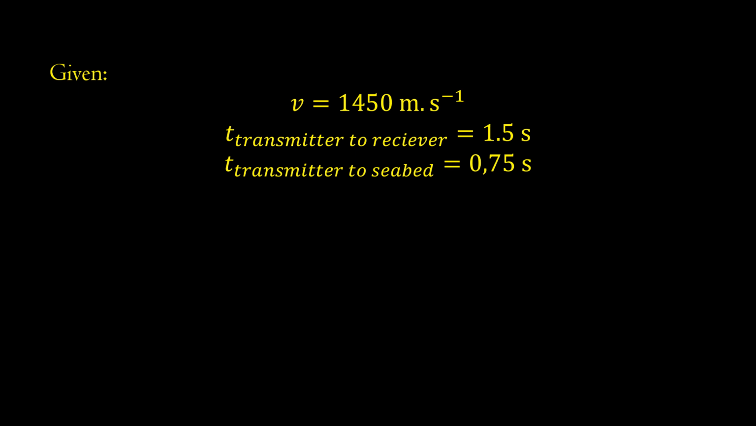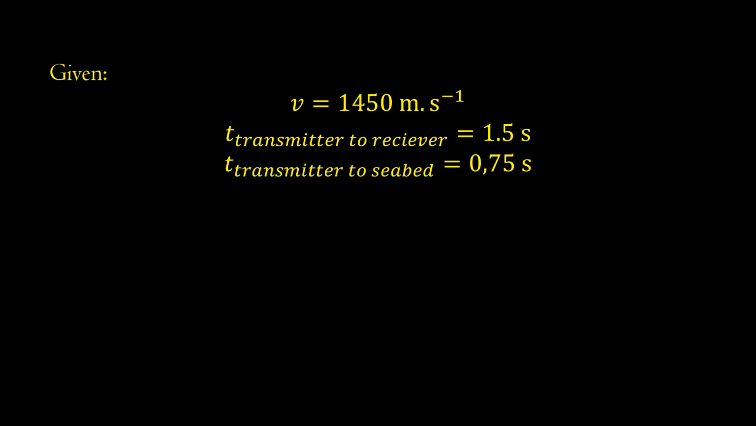If the distance from the ship to the seabed is equal to the distance from the seabed to the ship, and the speed is constant throughout, then it takes half the total time for the sound wave to travel from the transmitter of the ship to the seabed. Therefore, the time from the transmitter to the seabed is 1.5 divided by 2, which is equal to 0.75 seconds.